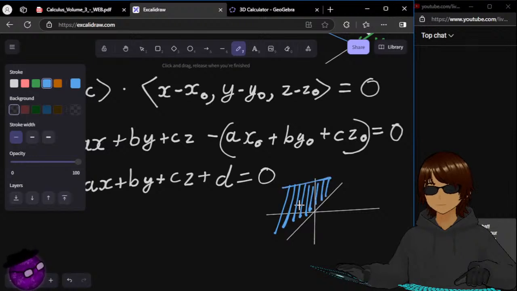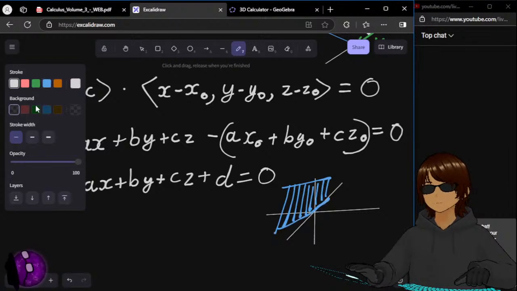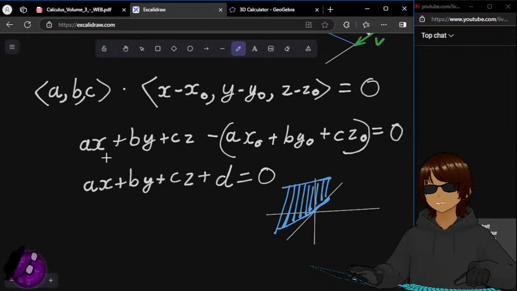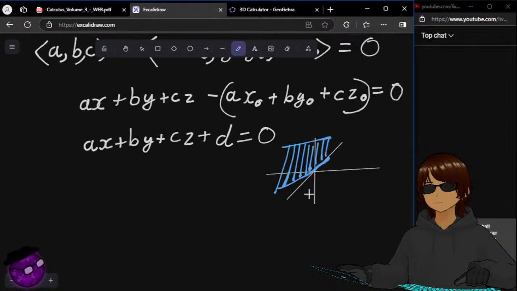Does this make sense? Anyways, if you change the ABC vector, so you have a choice between ABC. So the plane is defined by ABC and this x0, y0, z0. So ABC is the perpendicular vector. If you change that, the gradient of the plane gets changed.